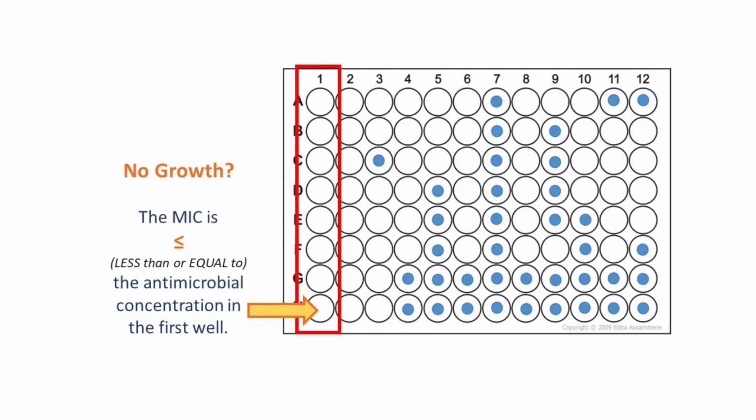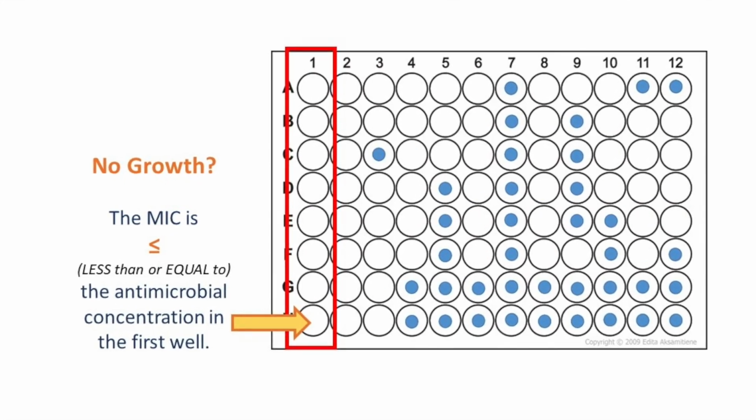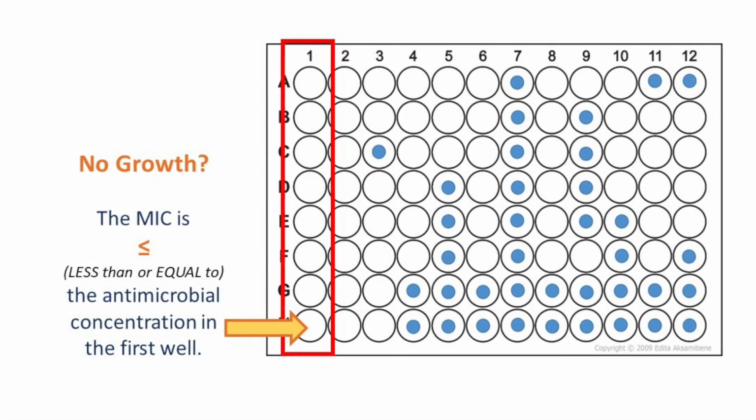When you actually record this MIC, you don't know if that very lowest concentration well would have been the first one to inhibit growth, or maybe it would have been even lower than that. Because you don't know that, when you write this down, you record your MIC as less than or equal to whatever that lowest concentration well is.